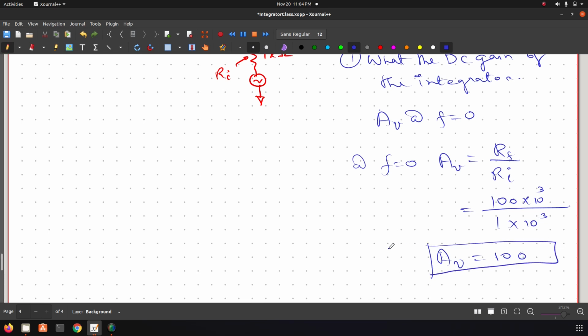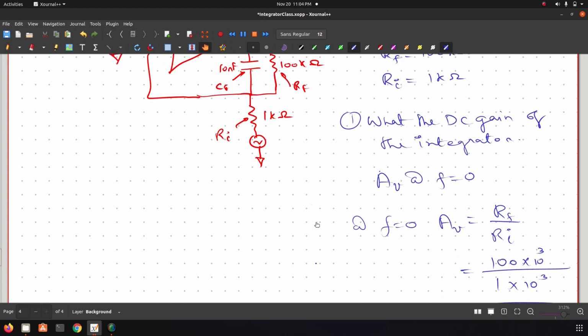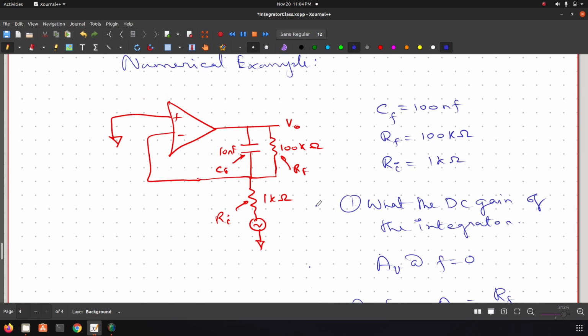Therefore, for DC input, we will have a gain of 100. So if we have 1 millivolt here, then we have 10 volts here, because it's 100 into 1 millivolt. This is V in, and V out will be AV times V in. Therefore, we will have 100 times 1 millivolt, which is nothing but 10 volts. Okay, let it be.